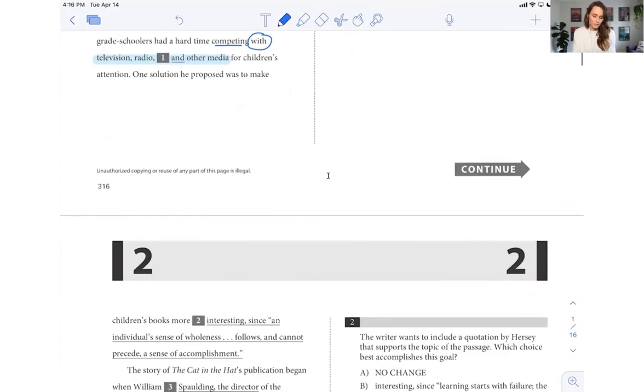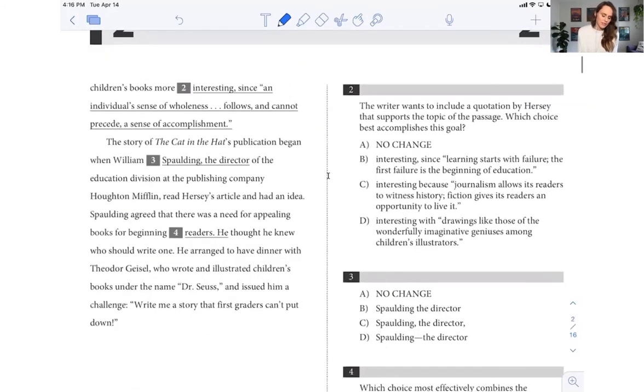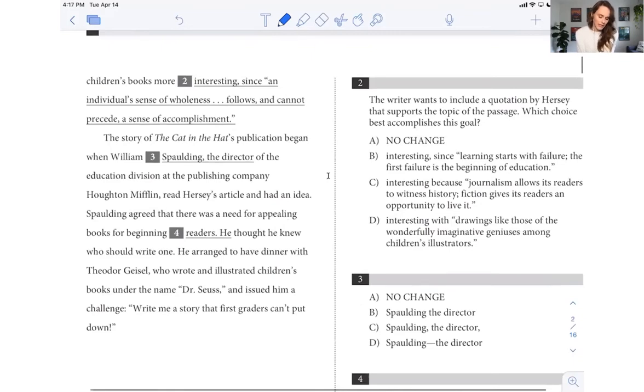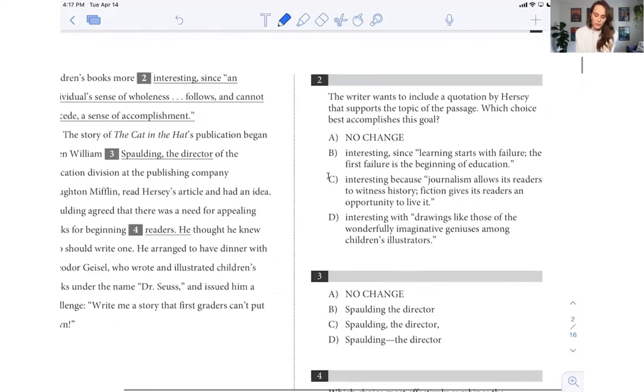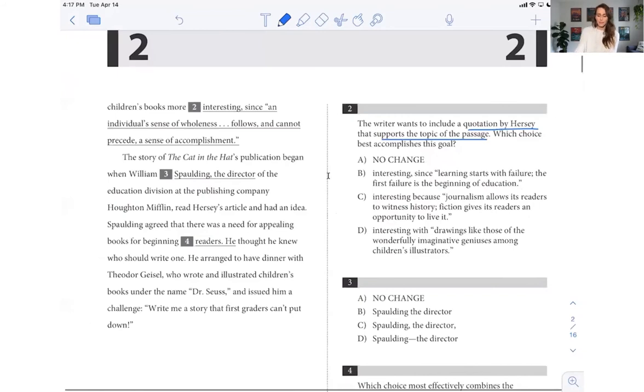One solution he proposed was to make children's books more interesting, since an individual's sense of wholeness follows and cannot precede a sense of accomplishment. The writer wants to include a quotation by Hersey that supports the topic of the passage. Which choice best accomplishes this goal? So in general, I would skip this. So skip and come back at the end.